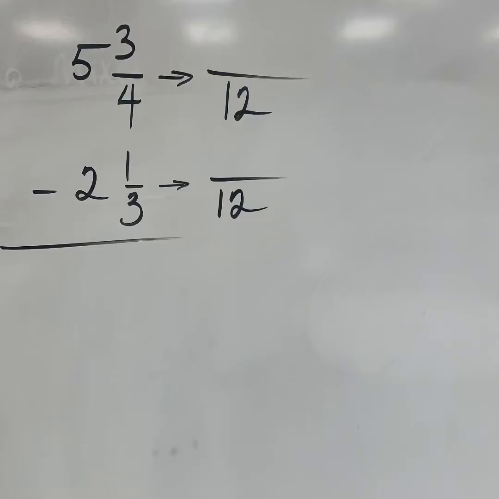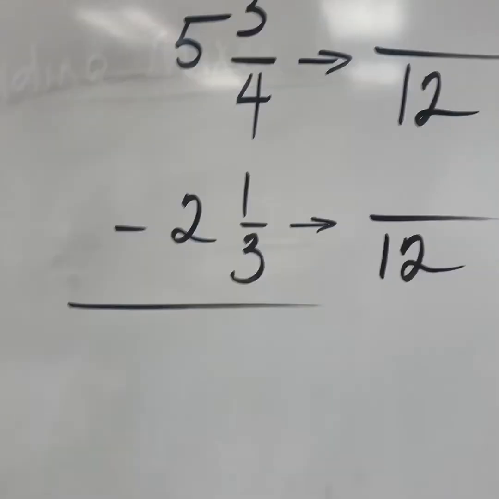I start off by doing mine vertically. I don't like doing mixed numbers horizontally across the page, so I line mine up one on top of the other. And I've already got my fractions off to the side for the common denominator. And remember, between the denominators 4 and 3, the least common denominator is 12.